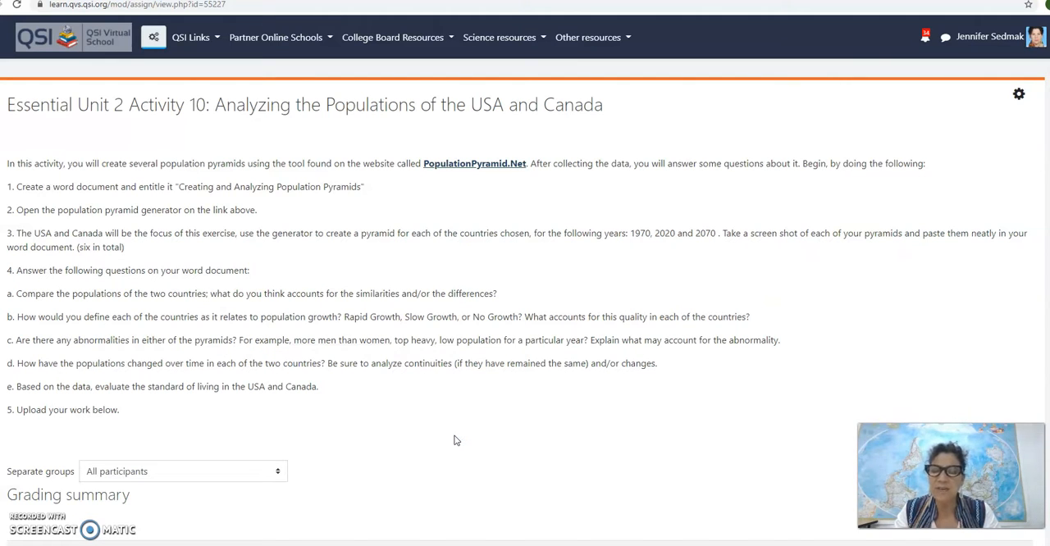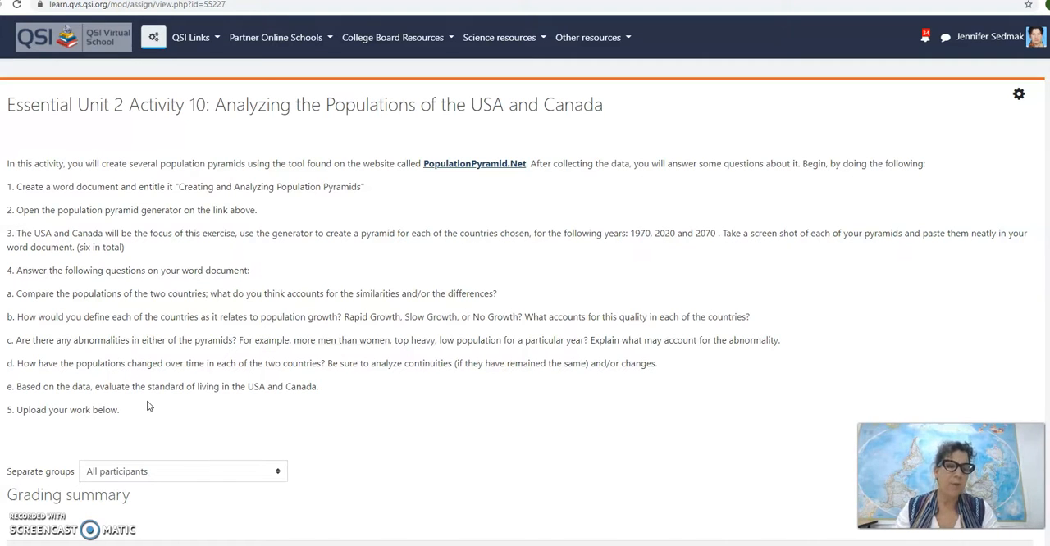So it'll be interesting for you to look at the population of Canada and the United States. And then I want you to continue through. Are there any abnormalities in either of the pyramids? Look at particular years and see if something stands out, and then try to figure out or analyze why that may be the case. And then finally, based on the data, evaluate the standard of living of the United States and Canada.